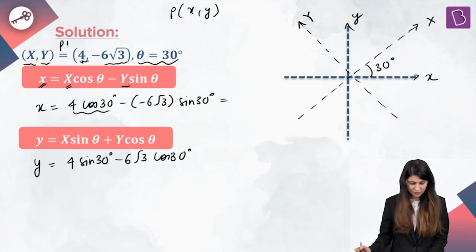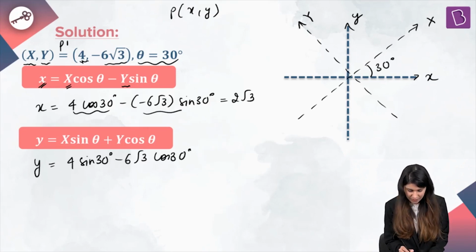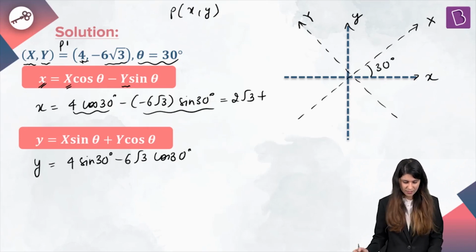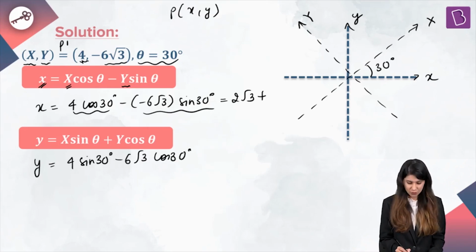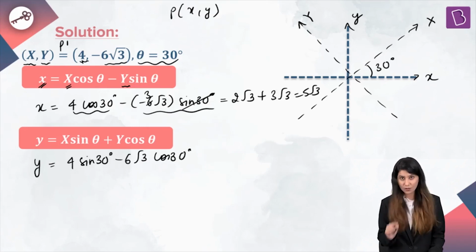Now, this will be what? 4 root 3 by 2. Yes, that means 2 root 3. And what about this? This will be what? Plus, sin 30 degree is 1 by 2. So, this will be 3. So, 3 root 3. That means 5 root 3 is the x coordinate.